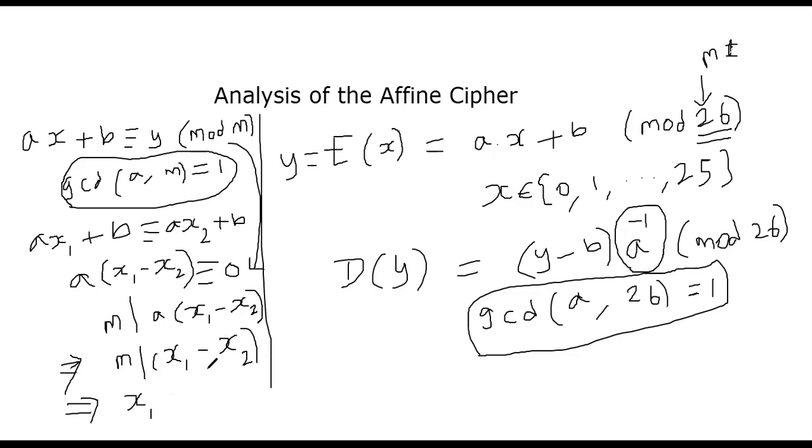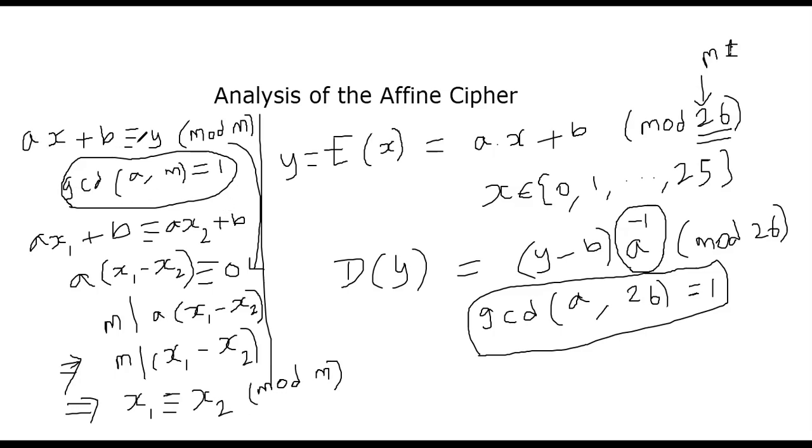When m divides x1 minus x2, we can rewrite it as x1 is congruent to x2 mod m, which is exactly the meaning of one-to-one. You assume there's a collision and then you show that the inputs are the same. So we went in one direction. We assumed GCD of a, m is 1, and we proved that this is a one-to-one function.